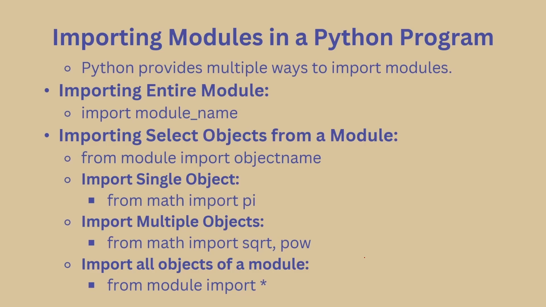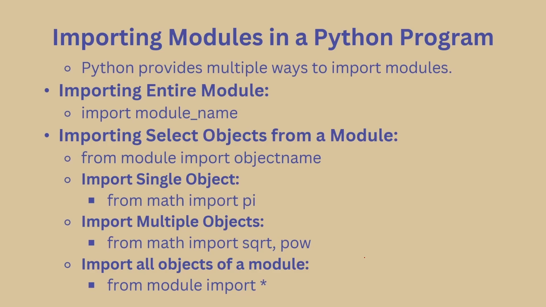Then we have importing select objects from a module. From a module, import object name, like importing a single object. So from math, import pi. So we are importing this particular pi object. And we can also import multiple objects, like from math, import square root or power. So we can import these multiple objects.